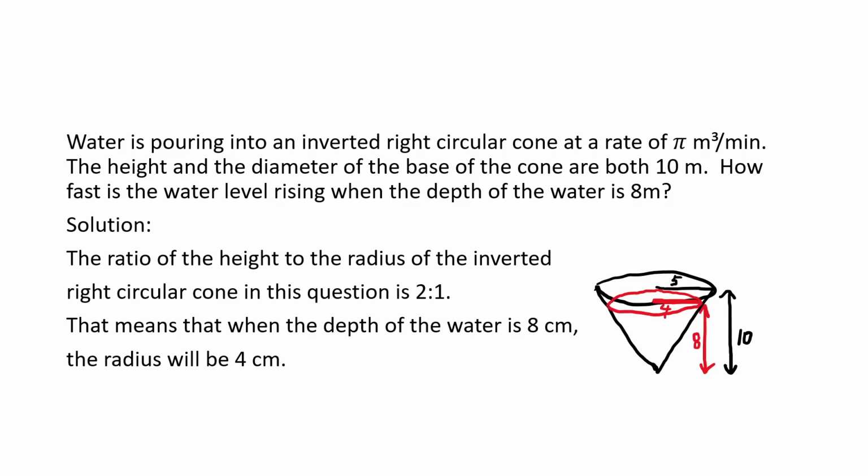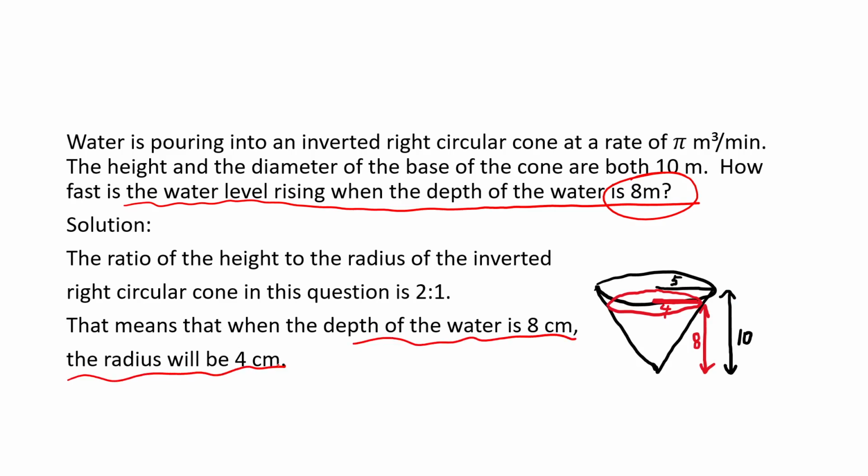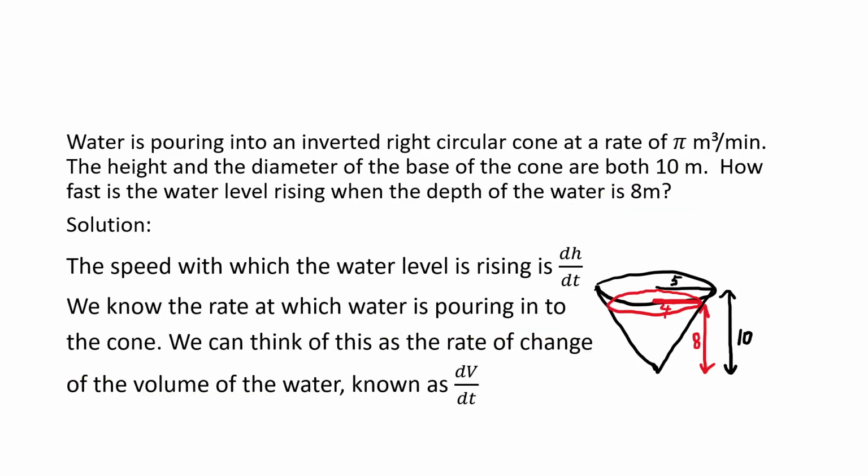Okay, so now, why did we need to do all that? Because it says, how fast is the water level rising when the depth of the water is 8 meters? Well, we know the radius is always half the depth. So when the depth of the water is 8 meters, the radius will be 4 meters. Okay, so that's important to know.